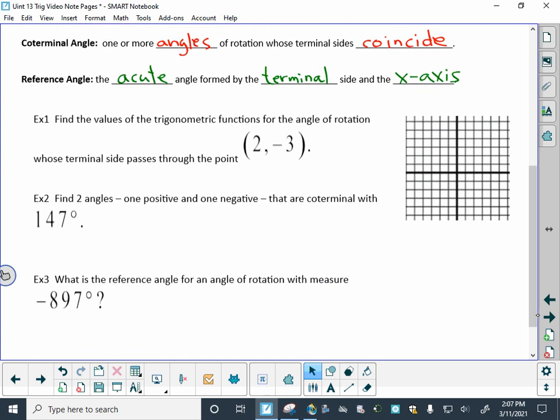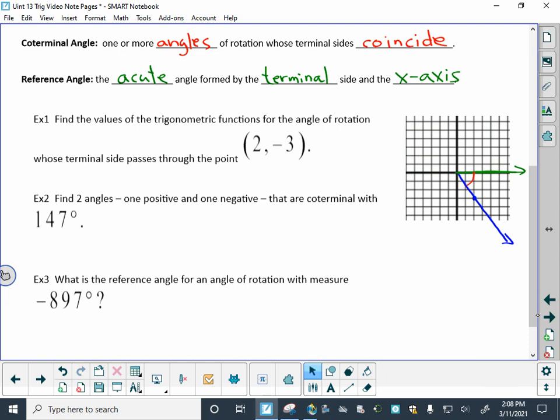Find the values. Because we are putting this on an xy axis, it now ties together and gives some algebraic meaning to the geometry that we're doing. So find the values of the trigonometric functions for the angle of rotation whose terminal side passes through the point (2, -3). So here is the point (2, -3). We have a terminal side that is passing through there. We know that our initial side is right here. This is our reference angle down here, a positive angle that I could find with my knowledge of trigonometry, but that's not in particular what it's asking me to find.